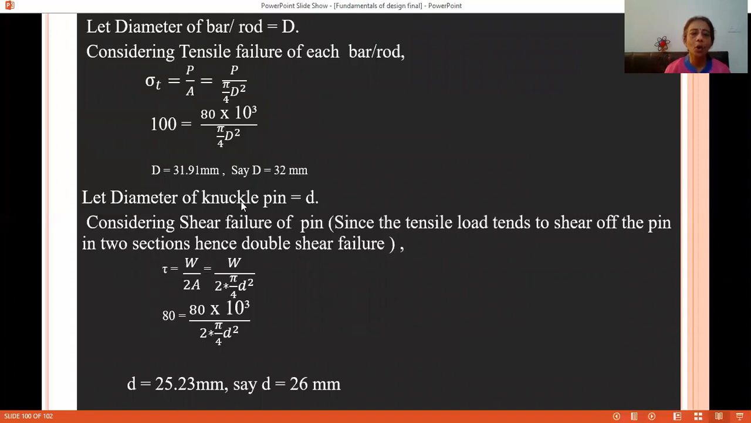Let us assume small d is the diameter of the knuckle pin, and as the knuckle pin is subjected to double shear failure, the formula used will be tau is equal to W upon 2 into pi by 4 small d square. Substituting values, we can find the diameter of the knuckle pin as 25.23 millimeters. So we can say 26 mm.